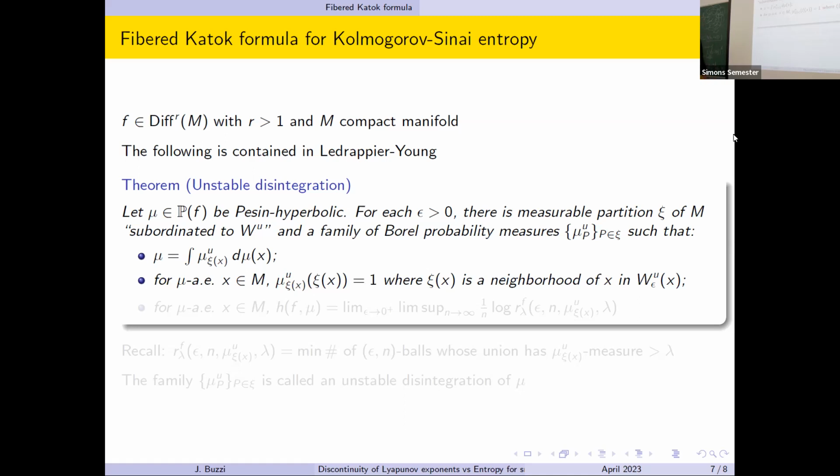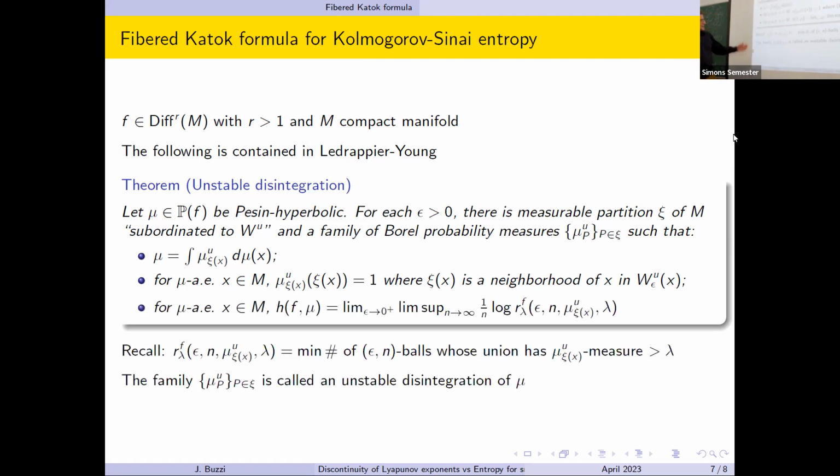Each of these unstable measures lives on the Pesin unstable manifold, and you can ask it to live just on a small piece of it. Let me remind you, the unstable manifold of x is the set of points y whose orbit converges exponentially fast to that of x. You take a small subset of length, let's say epsilon, and you can ask that these measures live on that. Now you can recover the entropy in the following way. For almost every point, you can compute this formula, which is just the same as the Katok formula, except that instead of covering mu, you just cover the disintegration of mu.